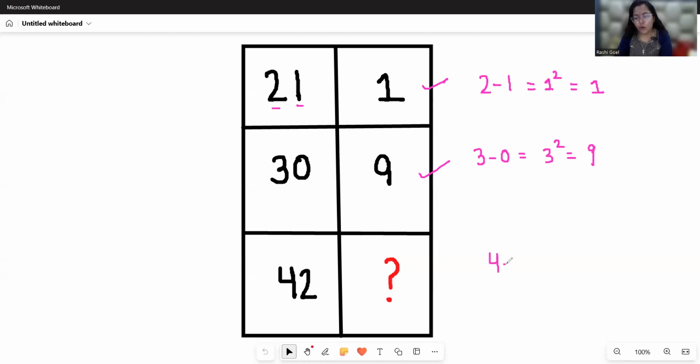So what we have to do? 4 minus 2 is 2 and 2 squared is 4. So what replaces this question mark? 4. I hope it's clear and you find it useful.